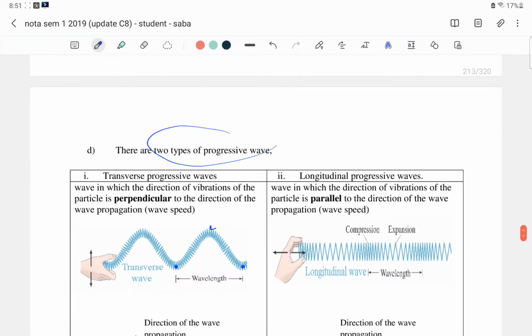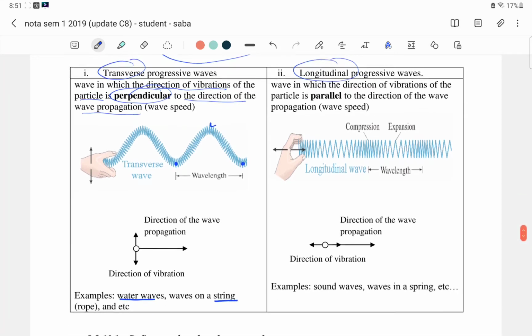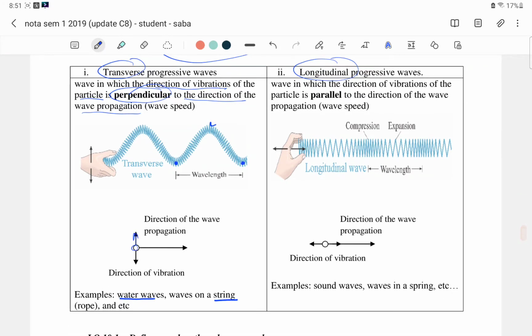There are two types of progressive wave. What is that? That is transverse wave and also longitudinal wave. Transverse wave, as I said before, is when the direction of vibration of particle is perpendicular to the direction of the wave propagation. So here we have the direction of particle is up and down, and the direction of wave propagation is to the right. So the angle between them is 90 degrees. So we call it a transverse wave.